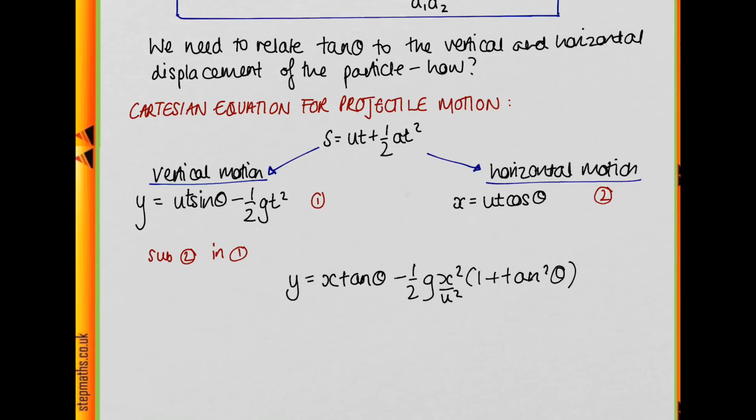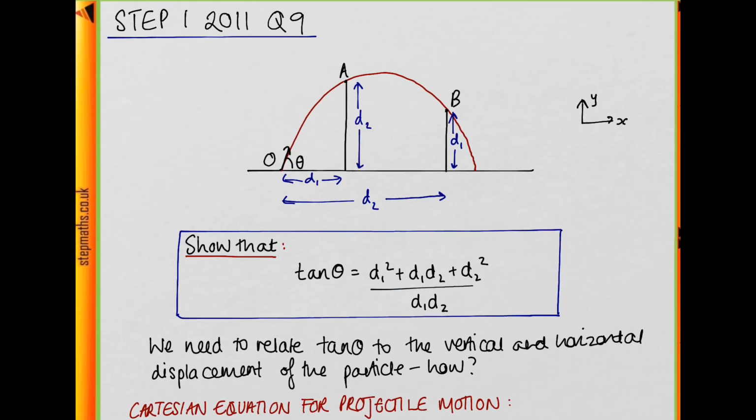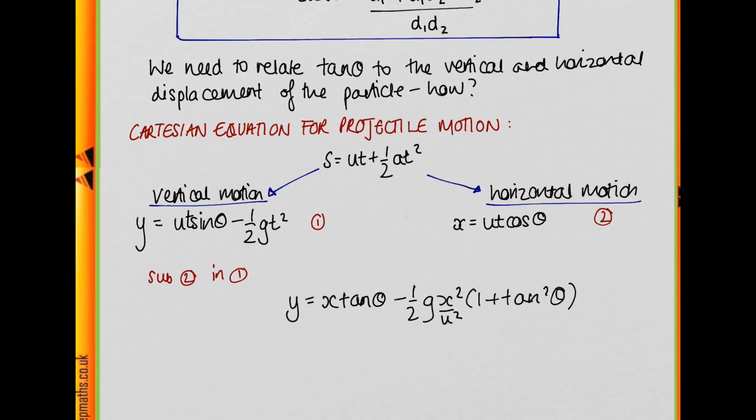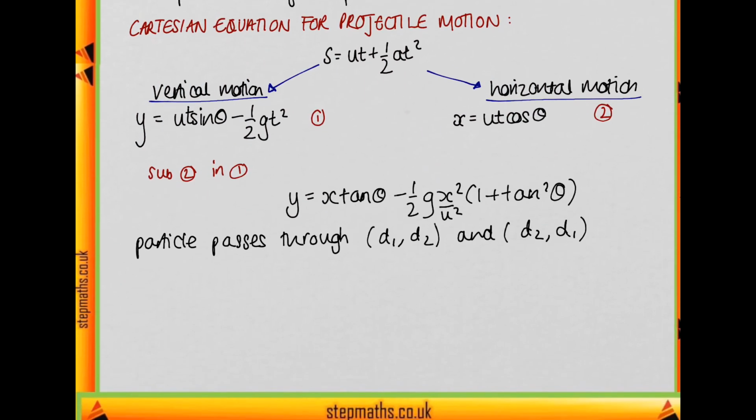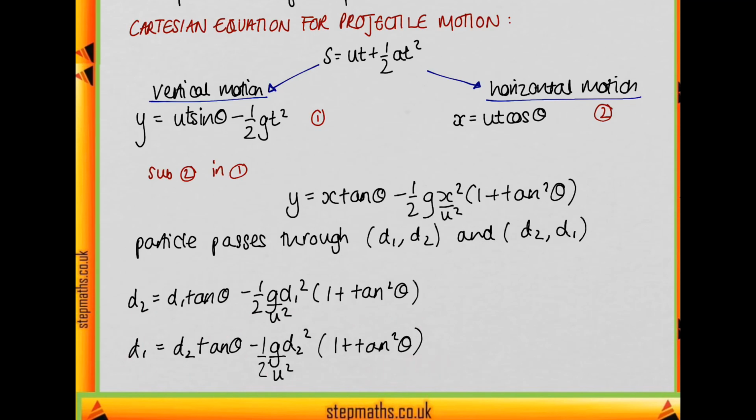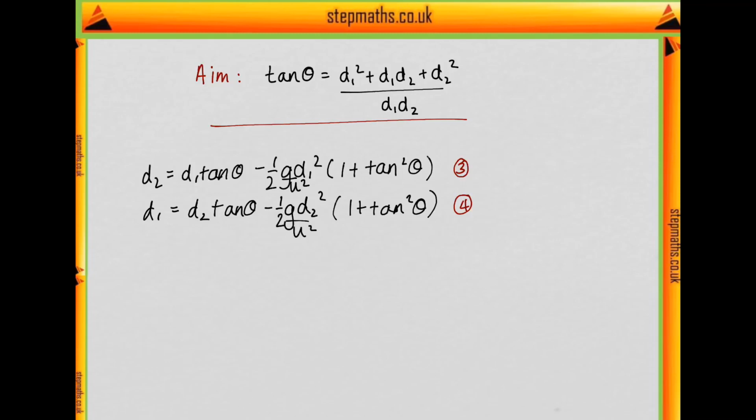So what do we know about the projectile, and how can we relate it to the Cartesian equation of motion? We know that the particle moves through the points A and B. Point A can be written in Cartesian coordinates as (d1, d2), and point B as (d2, d1). Since the particle passes through these points, we can sub them into this equation to get two equations, just subbing in d1, d2 in the appropriate places for y and x. So here are the two equations we have.